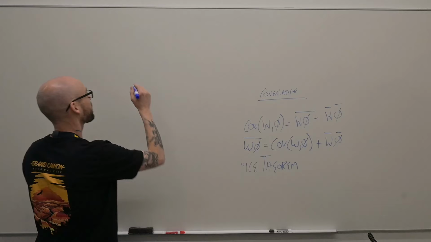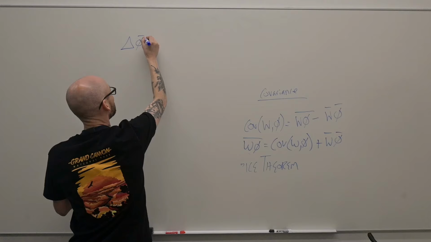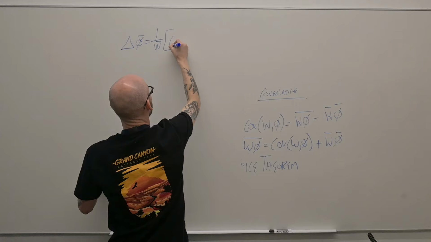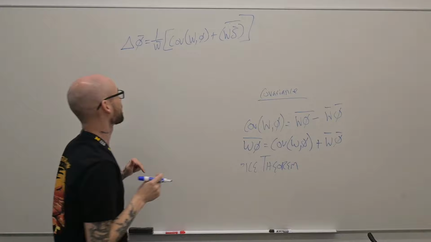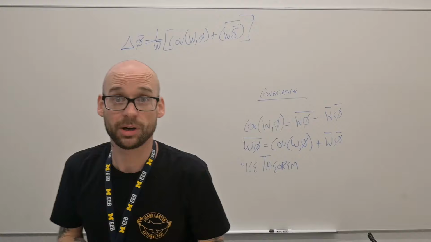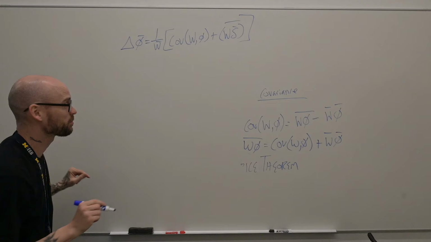So it is delta phi bar equals 1 on w bar multiplied by the covariance between w and phi, plus w delta bar. Okay, there's the Price equation. And now we're going to derive Fisher's theorem straight from it. So to do this, let's write down Fisher's theorem so that we can remember what it is.